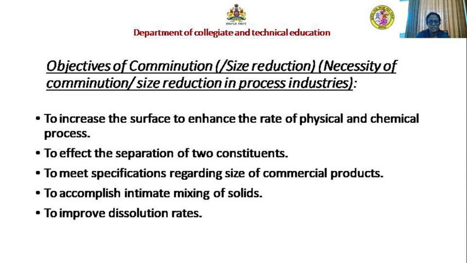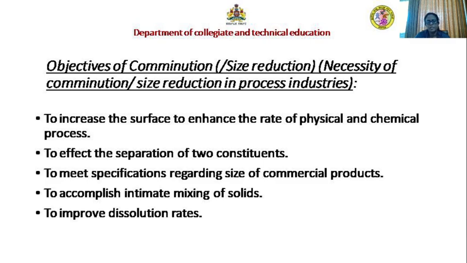The first thing is to increase the surface of the given material to enhance the rate of physical and chemical processes. So any material that is subjected to some kind of separation or a change in a process will have to have a large surface so that the rate of whatever physical and chemical process that you are carrying out on the particular material will become high. So that is the main objective of size reduction operation, that is to make the material suitable to have a high rate of physical or chemical conversion process.